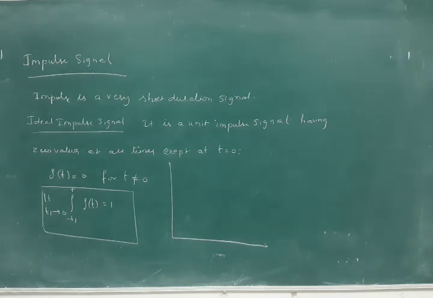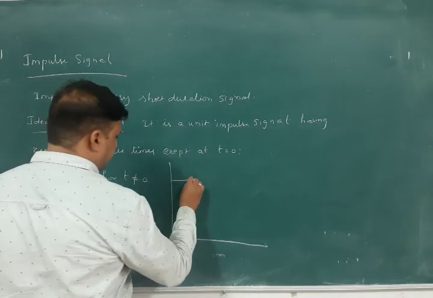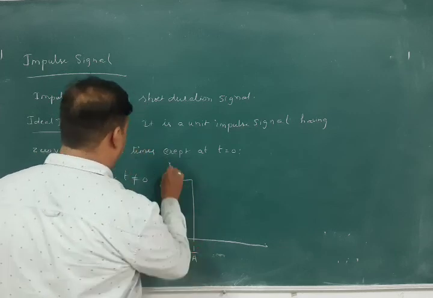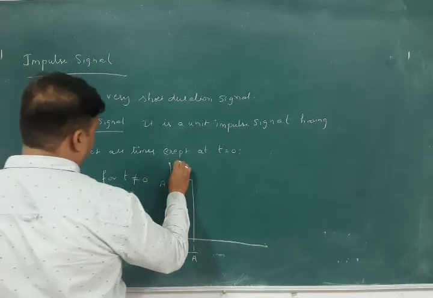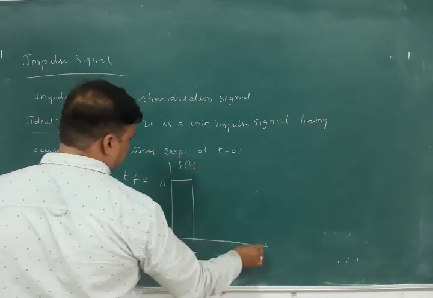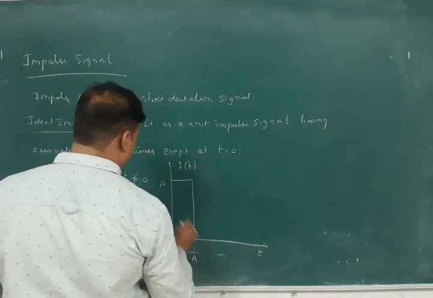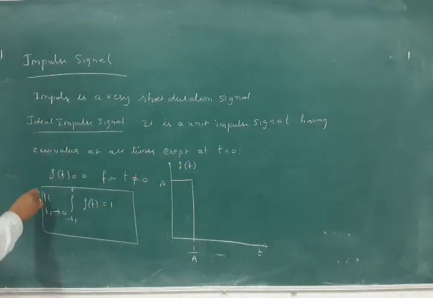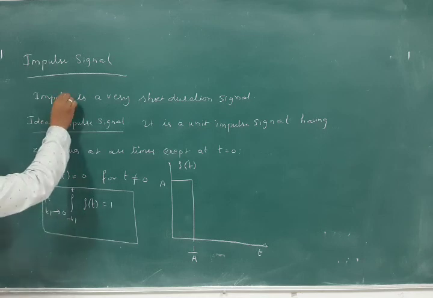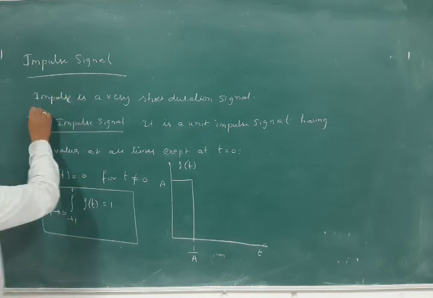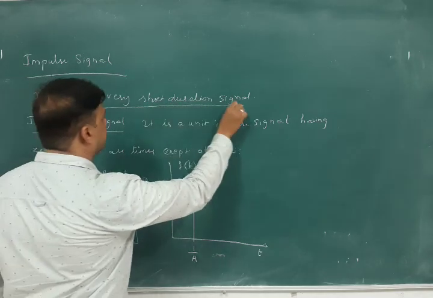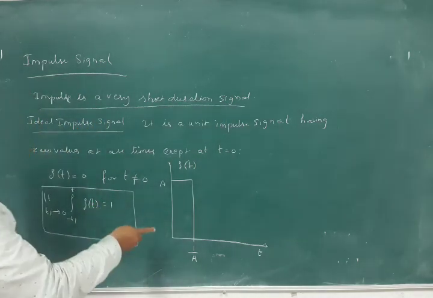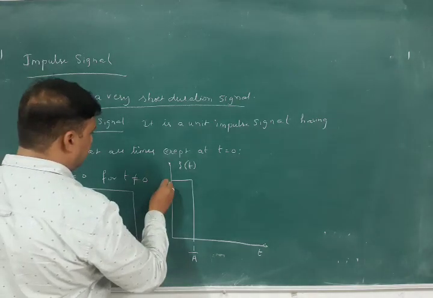Drawing this, the impulse signal has a width A here, and here it is 1 by A, and you can write here delta of t, and here the time t. So, this is the impulse signal representing these values. Okay. So, you understand that impulse is a very short duration signal. This is the mathematical expression, and this one is the graphical representation of the impulse signal.